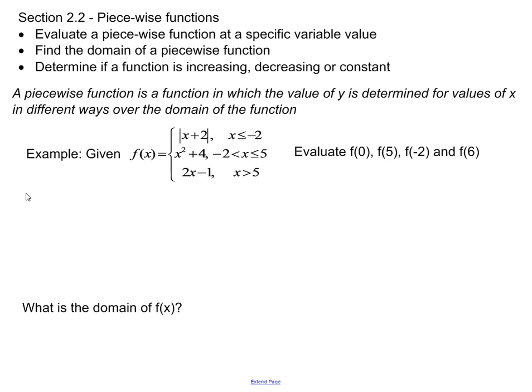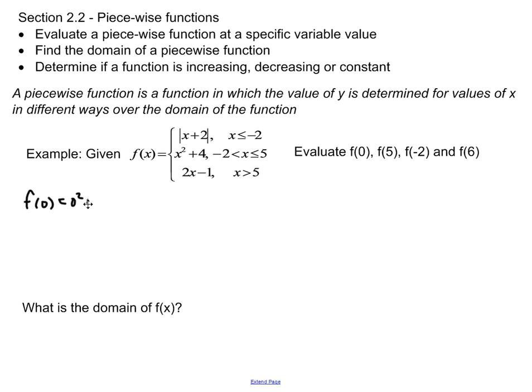What does that mean? Let's say we're told to evaluate f of 0. Well, f of 0 is going to be evaluated in only one way, right? If it's a function, we can only evaluate the function for one value of x and only one way to get a value of y. So we look at what condition meets it. When x is between negative 2 and positive 5, we use the piece of the function that says x squared plus 4.